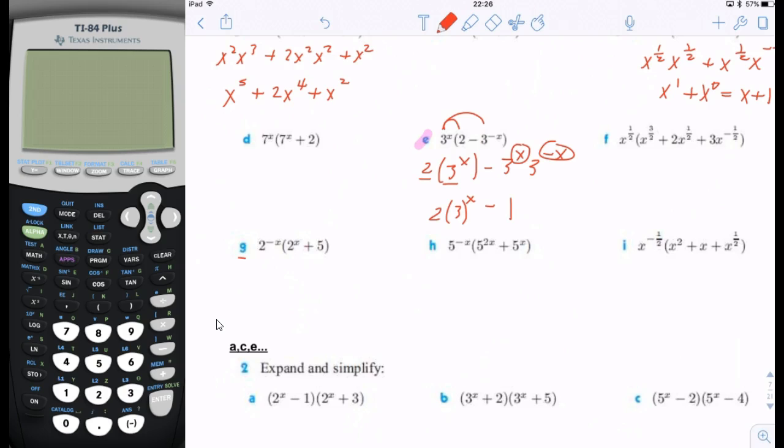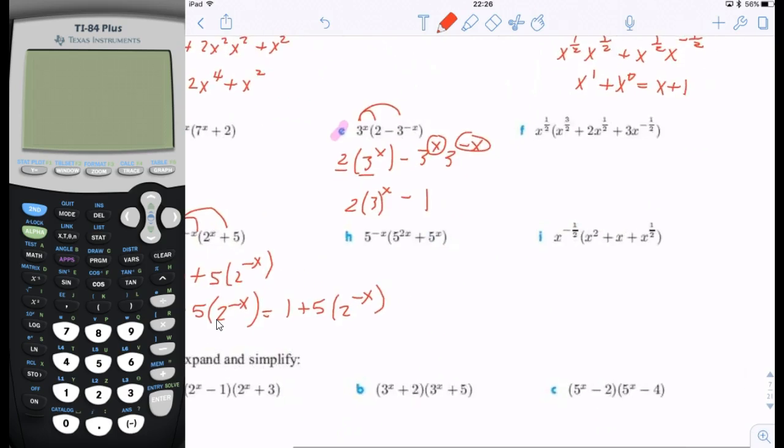G. Here I'm going to distribute the 2 to the negative x to these two inside components. So I'm going to have 2 to the negative x times 2 to the x plus 5 times 2 to the negative x. So that's going to be, if I can add these two together, 2 to the 0 plus 5, and then it's going to be 2 to the negative x. So that's going to be equal to 1 plus 5 times 2 to the negative x. And I can't really do anything more than that. Don't try to combine these because you can't.